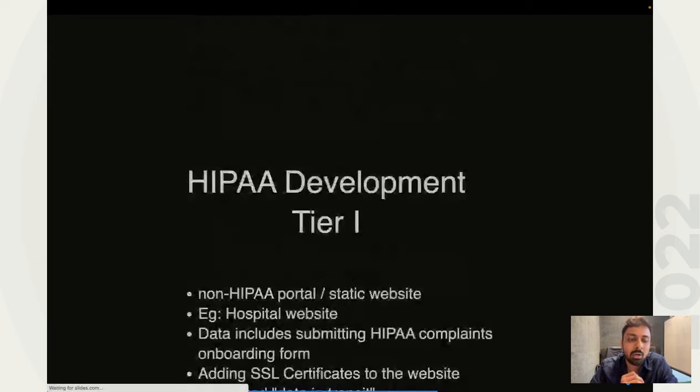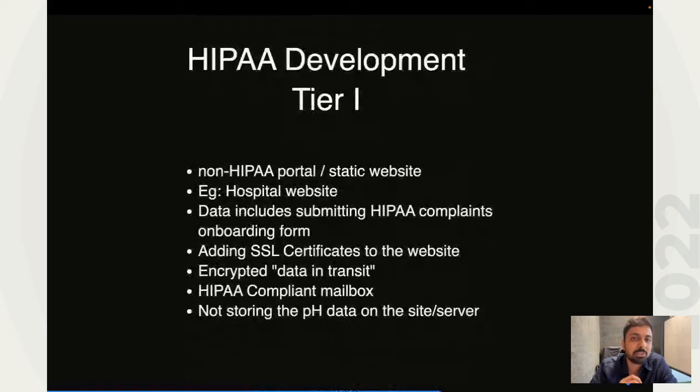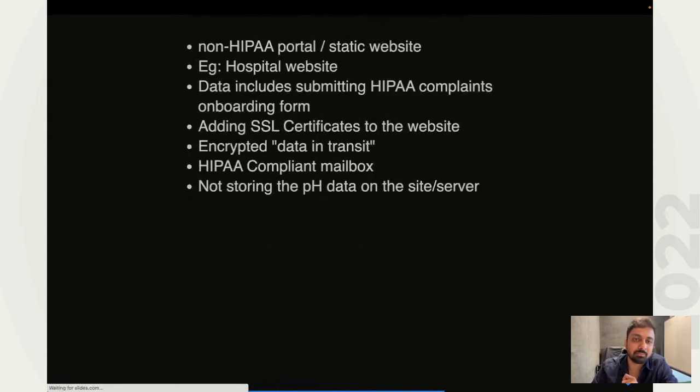Also, please note that in tier 1 websites we are not storing any information related to the user on our web server. If you want to send data or anything, we can use HIPAA compliant email boxes, which will directly send an email to the user and also keep a record of it. But we are not storing any data on our server. Those kinds of websites, user interfaces or applications lie under tier 1 HIPAA compliance.